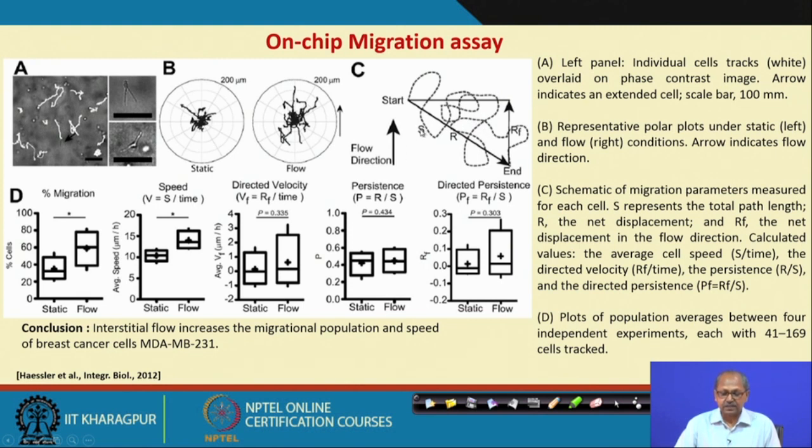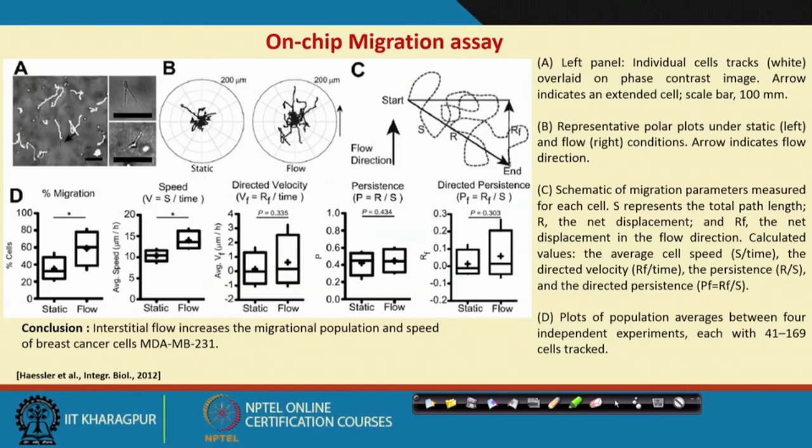So, S represents the total path length, R the net displacement, and Rf the net displacement in the flow direction, and we calculate the speed, S by time, directed velocity, persistence and directed persistence. In that way, for both static and flow conditions, we calculate the percentage of cells and how much migration there is. The Hessler group shows that when you give flow through interstitial flow, it influences cellular migration, and that cellular migration is heterogeneous.